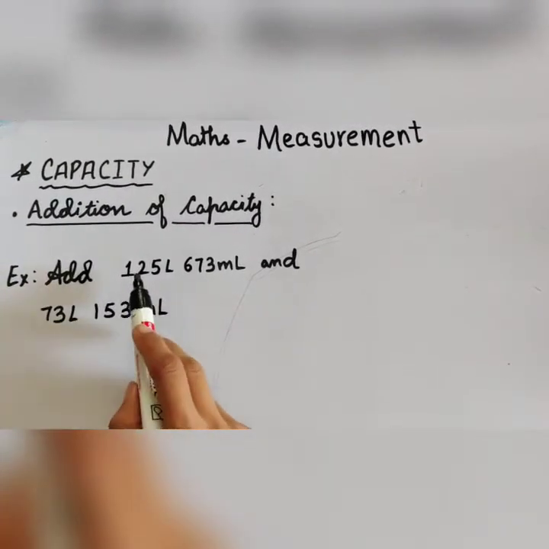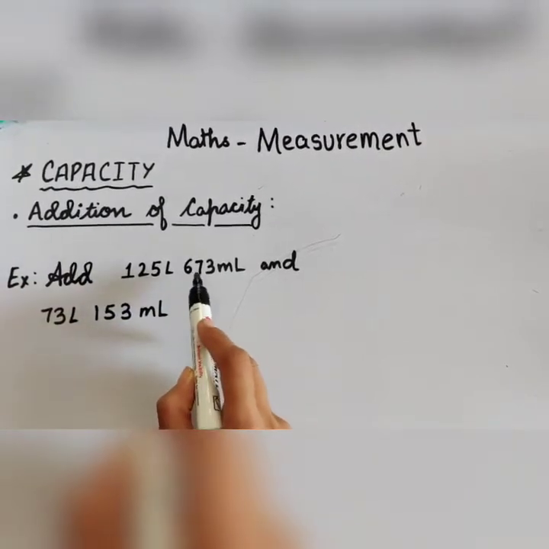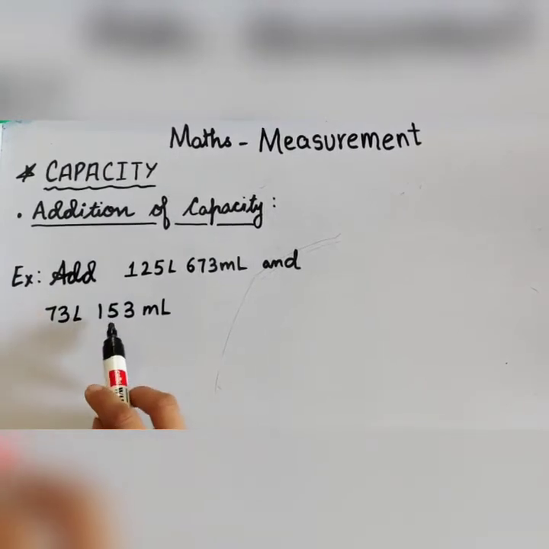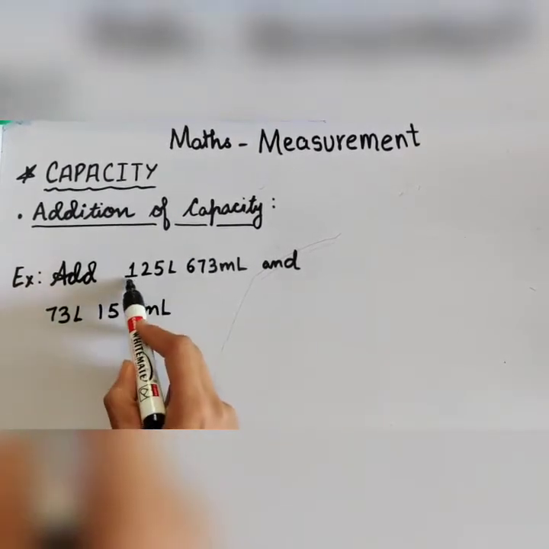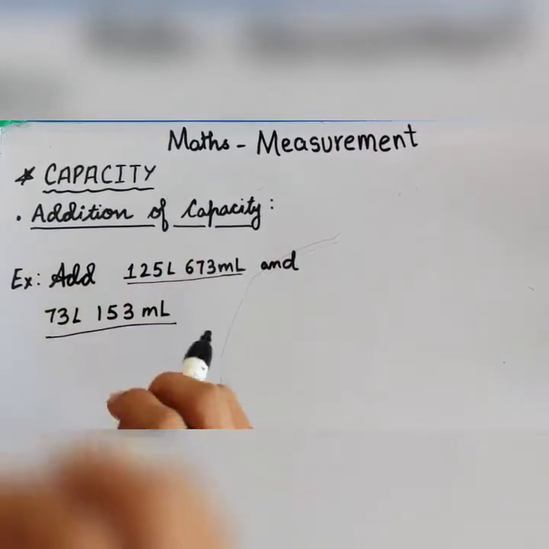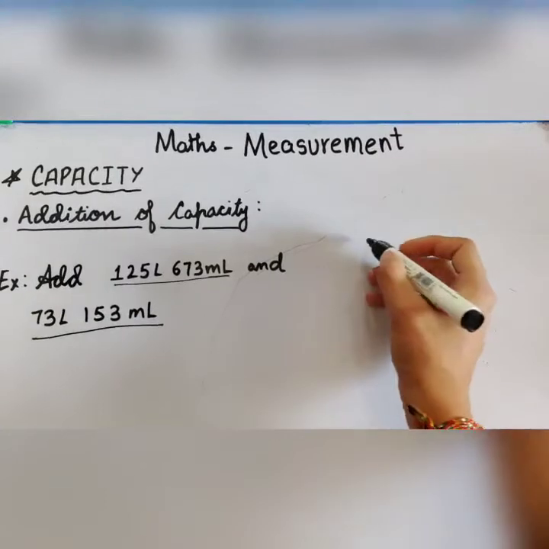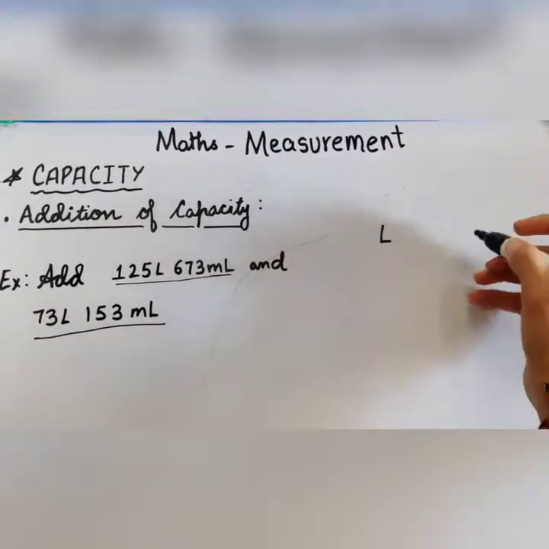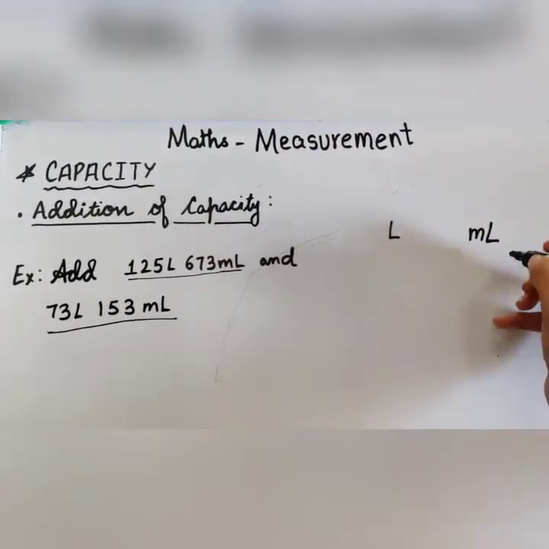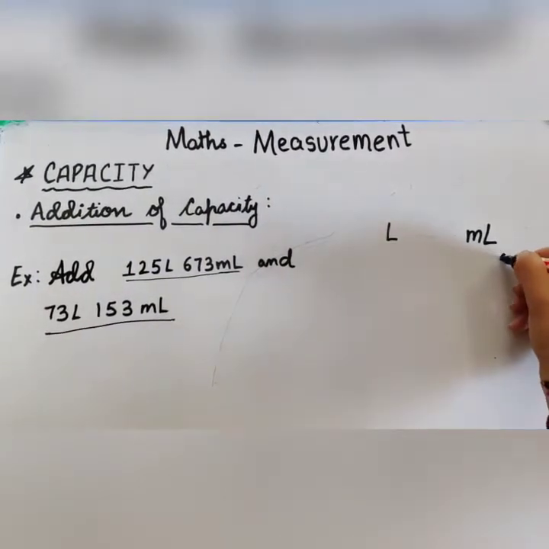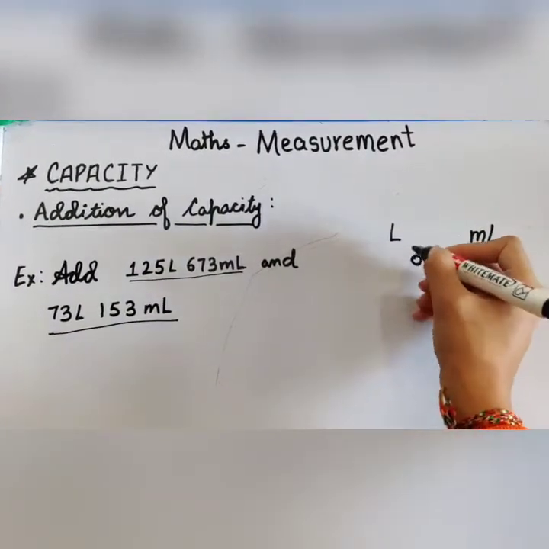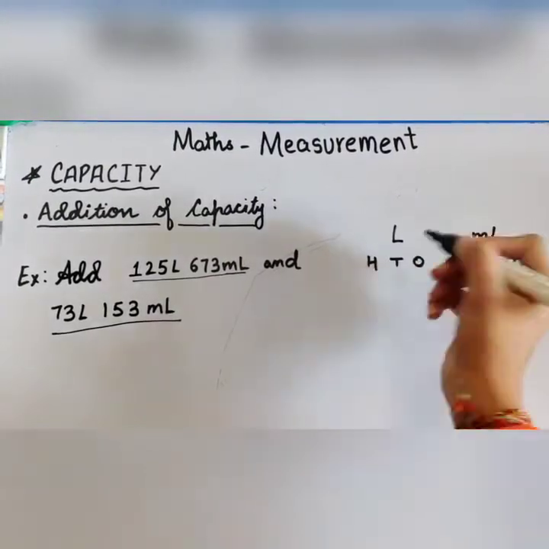Example: add 125 liter 673 milliliter and 73 liter 153 milliliter. These are the two numbers that we have to add. As we can see that there are two units, liter and milliliter. So we will make two columns, one of liter and another of milliliter. Both of them will have separate place values: ones, tens, hundreds for liters, and ones, tens, hundreds for milliliters.